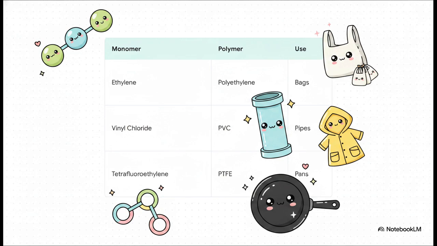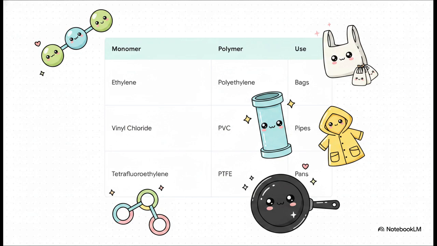Polymers are basically just giant molecular chains made by repeating a single basic unit, called a monomer, over and over again. When you link up thousands of ethylene monomers, you get polyethylene. That's the exact material making up your everyday plastic grocery bags and film wrap. Take vinyl chloride, link it all together, and you've got PVC. That's the rigid plastic in your water pipes and the flexible material in your raincoat.